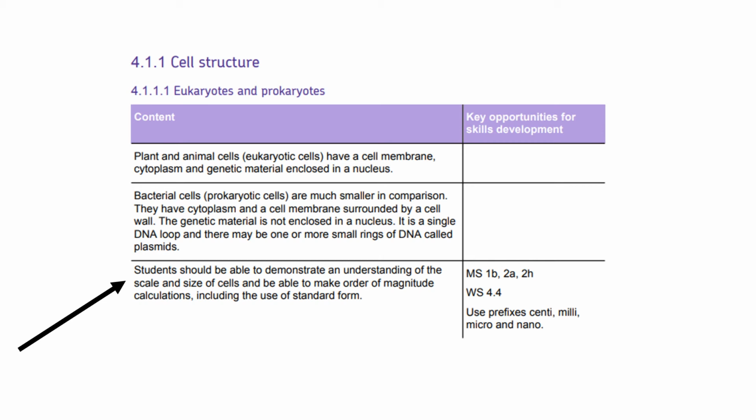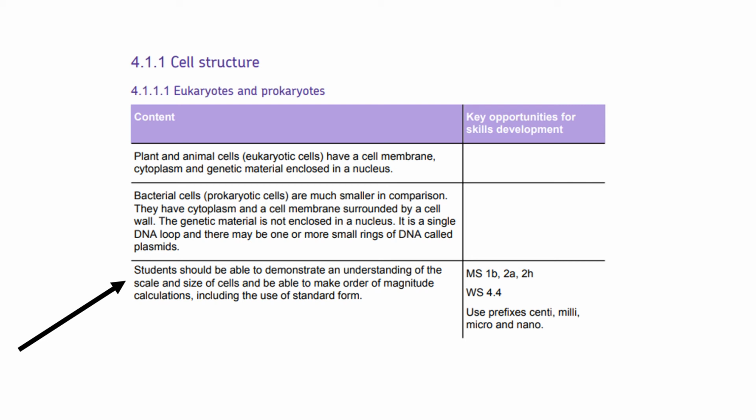Now, it'd be really good if you know what centi, milli, micro, and nano are. They're called prefixes. They go before a word, so centimeter, millimeter, micrometer, nanometer. If you don't know what magnitude they are, what size they are, then I would definitely suggest adding that to your revision map.